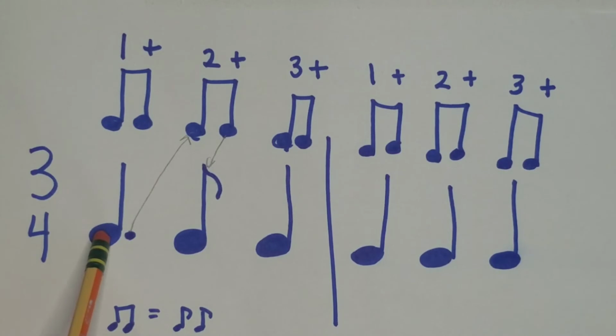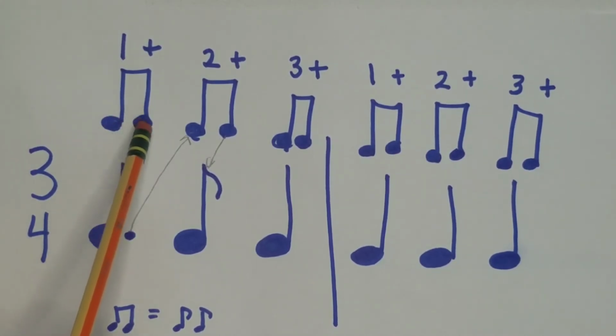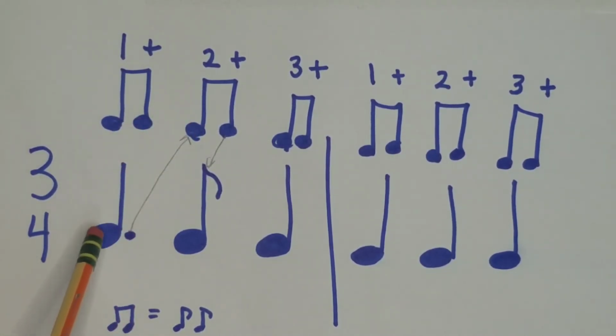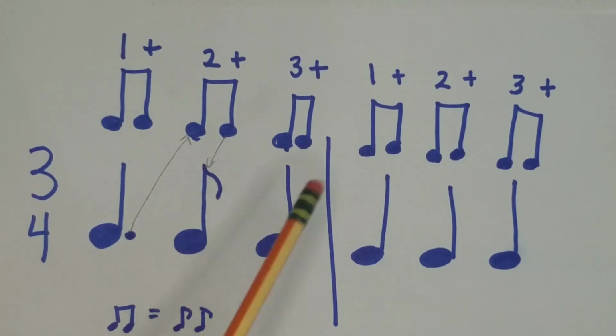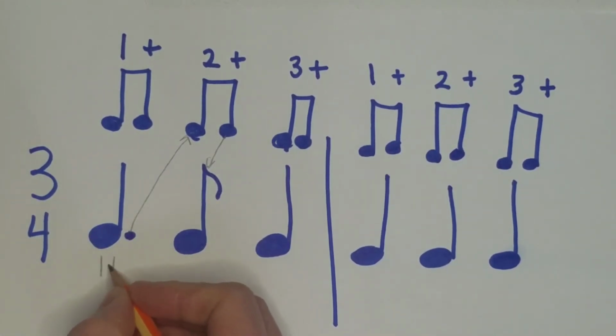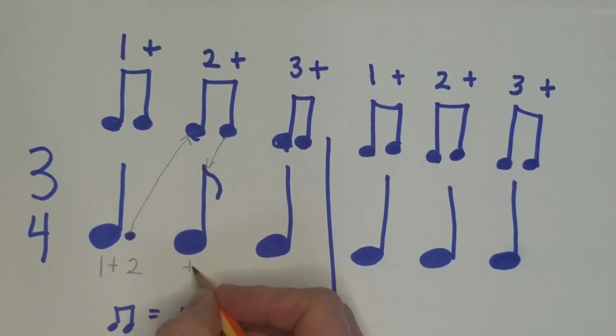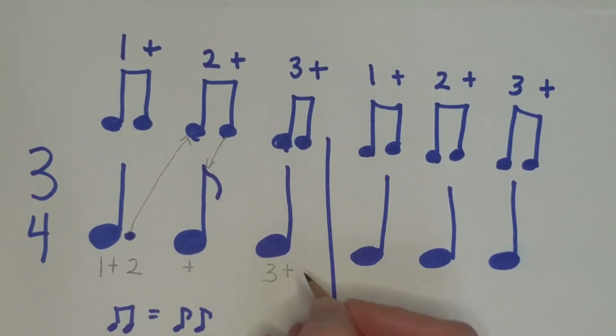So we would count this 1 and 2. This would be 1 and 2. And then this second half of and is here. So we have 1 and 2 and 3 and.